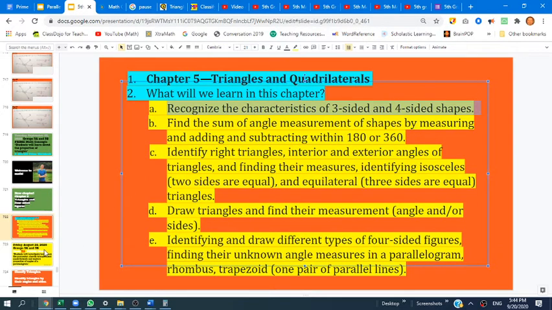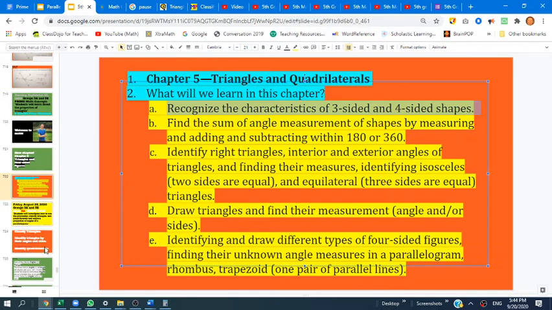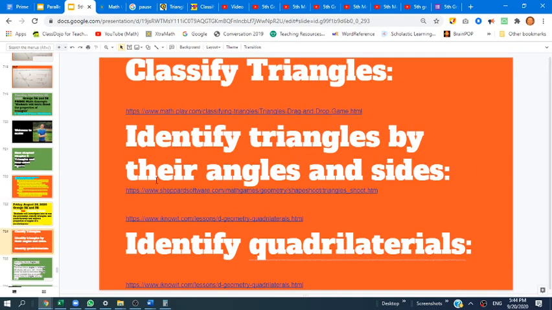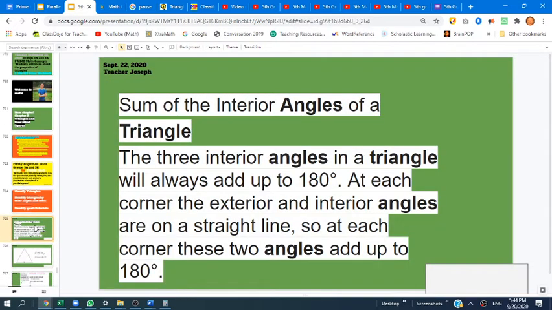Okay, so let's go to the first part of the lesson. Okay, all those links that I just showed you for those videos are here in the presentation. Okay, so one thing that's really important, boys and girls, is to understand that the sum of the interior angles of a triangle are going to add up to 180 degrees. Okay, just like our angles from before.